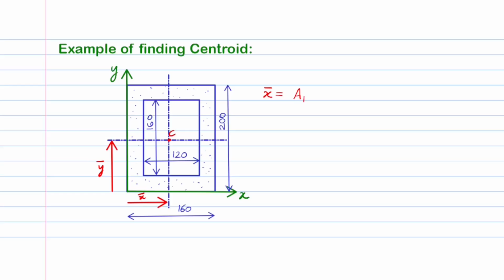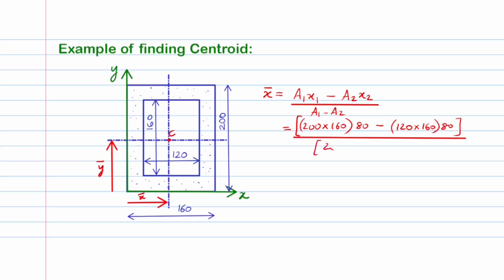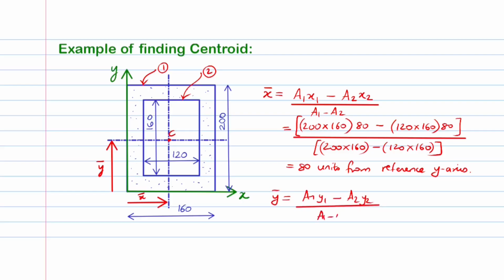We have x bar equals A1 times x1 minus A2 times x2, the whole divided by A1 minus A2. Here we have used a minus sign instead of plus for the smaller rectangle in both numerator and denominator, since it is being removed from the bigger rectangle and not simply added up to create the complex shape. Hence x bar equals 200 times 160, which is area 1, times 80, minus 160 times 120, which is area 2, times 80, the whole divided by 200 times 160 minus 160 times 120, which comes out to be 80 millimeters. Likewise, y bar can be found on a similar note and comes out to be 100 millimeters as understood earlier.